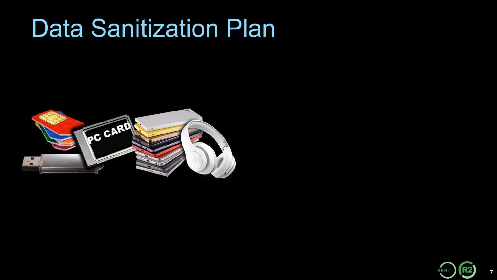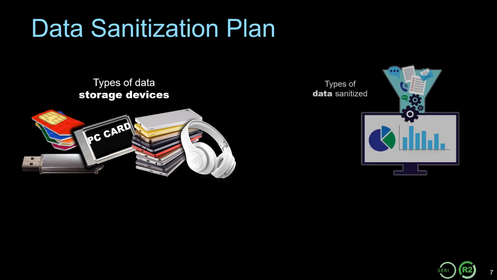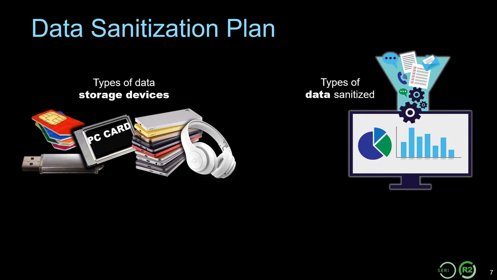The data sanitization plan must define the types of data storage devices accepted. As technologies advance, it's critical that facilities stay informed of new devices and their potential to contain data. It's important to remember that data storage devices encompass much more than hard drives. SIM cards, flash drives, servers, PC cards, cell phones, and headsets are all examples of items that may have stored data. In addition, the types of data to be sanitized must also be defined.